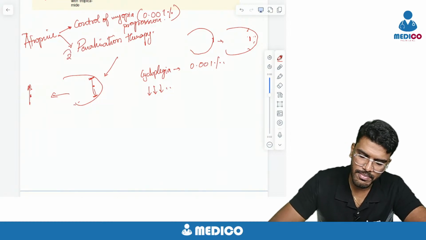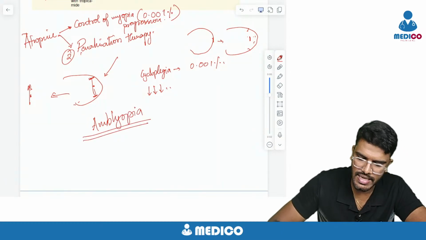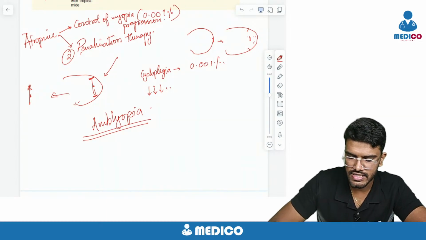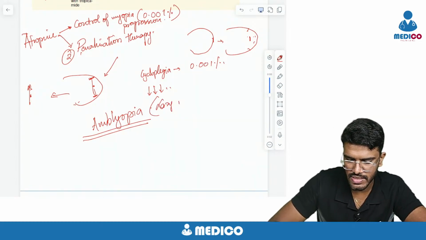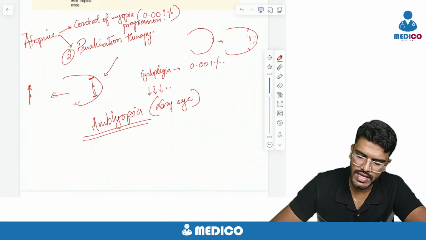Second concept, penalization therapy. How does atropine help in penalization? See, penalization therapy is used for a condition called amblyopia. So students, note this term. Amblyopia can itself be a topic of discussion, also called lazy eye. So some questions can be asked from amblyopia also. Amblyopia is nothing but lazy eye.